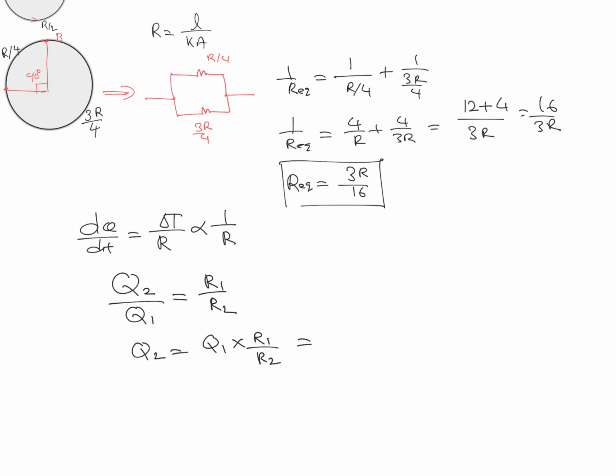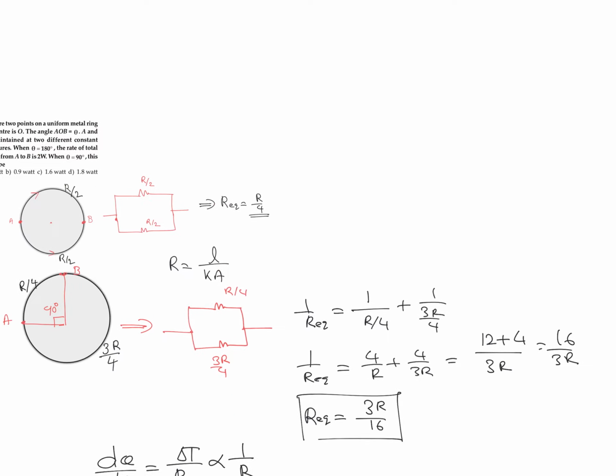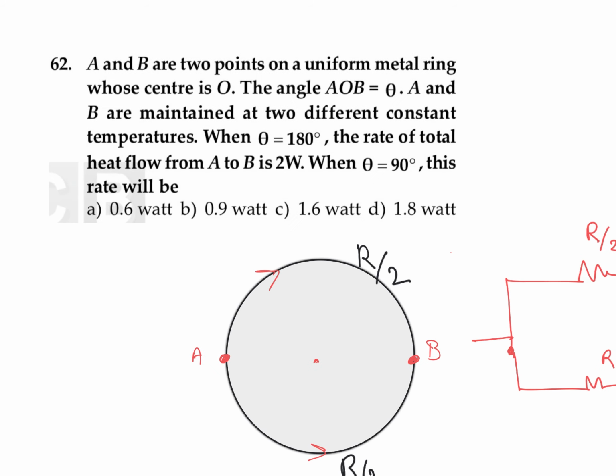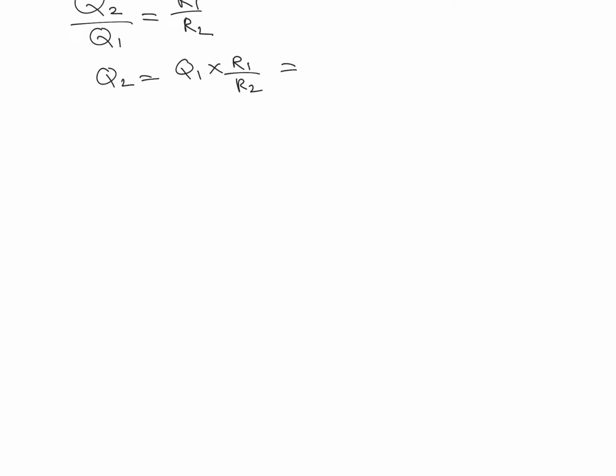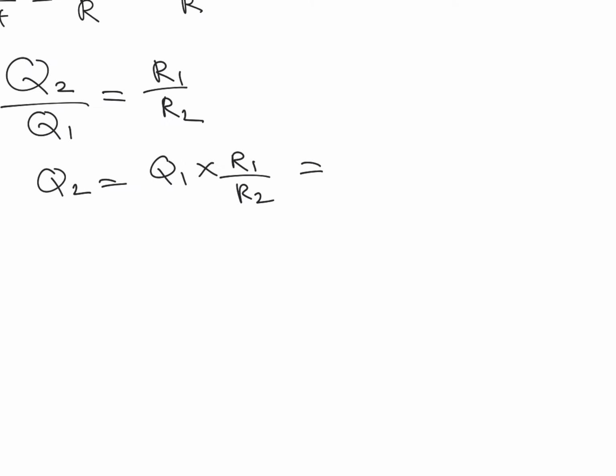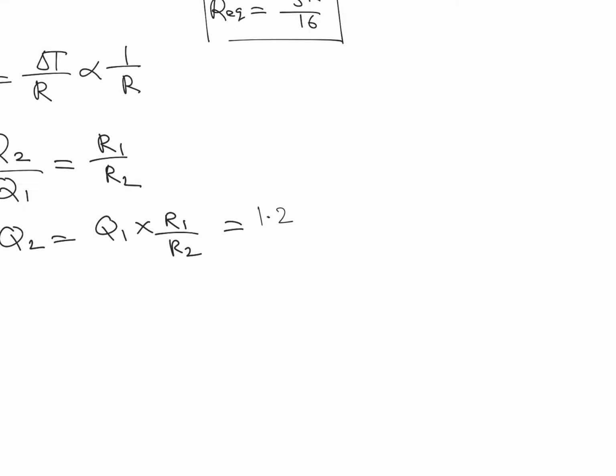According to the question, this Q1 is given as 2 watt, but there is a small correction in this question. This is not 2 watt, this is basically 1.2 watt. So we need to change it from 2 watt to 1.2 watt. Then only we'll get the correct answer. So there is a small correction. So we can take it that Q2 is equal to 1.2 into resistance R1.